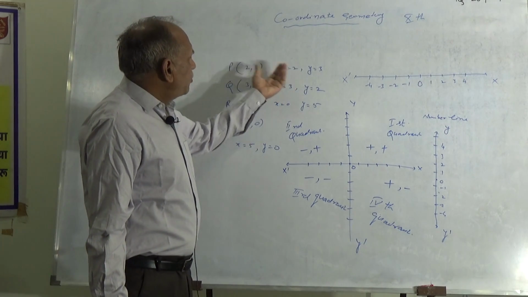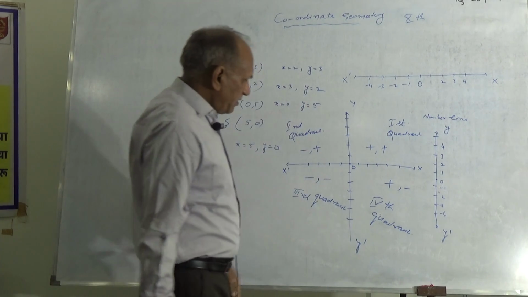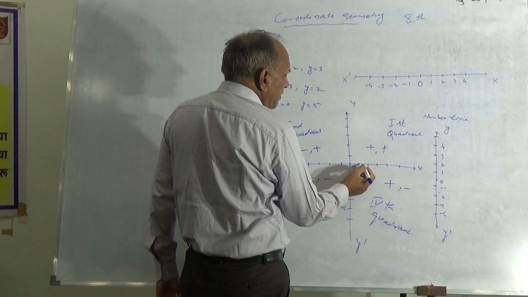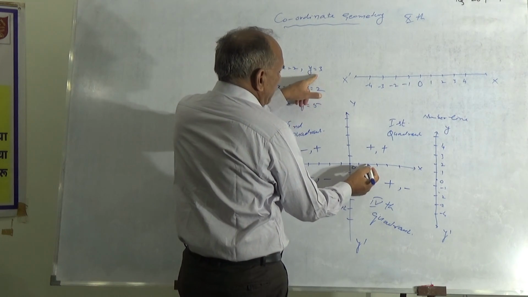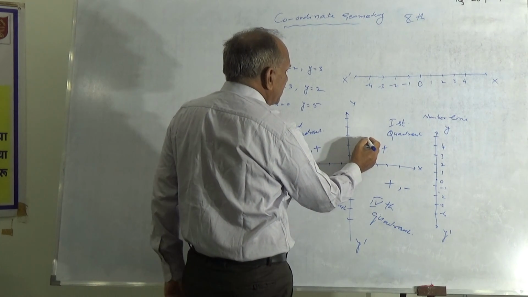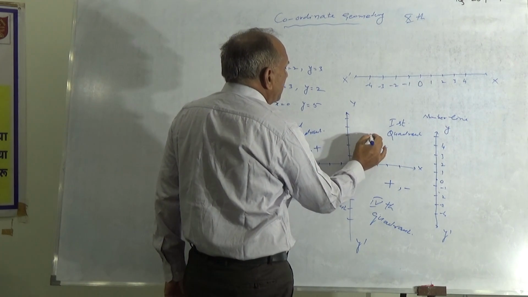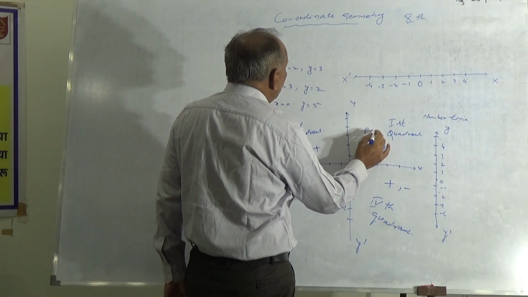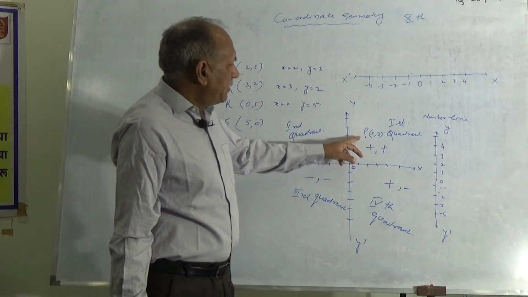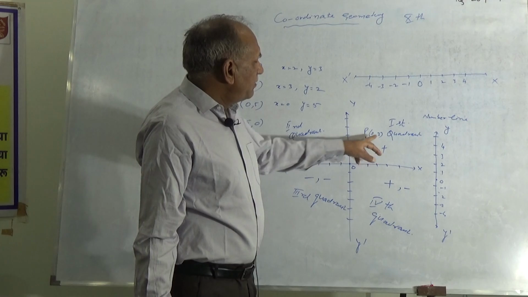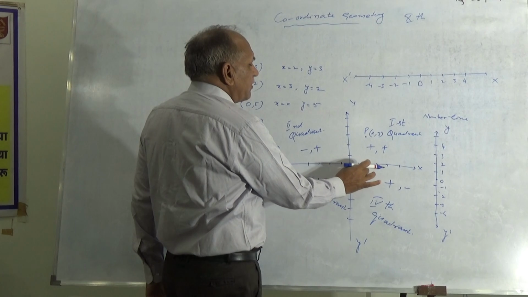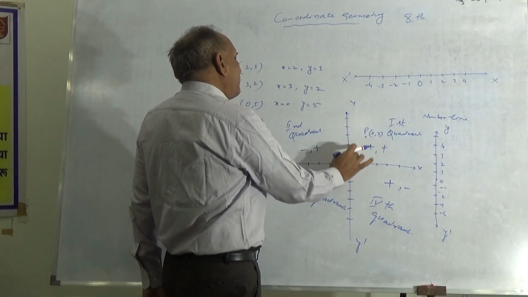Firstly, we locate the point P in the Cartesian plane. Here x is positive, therefore 1 and 2, y is 3, this is 1, 2 and 3. Therefore, the location of the point will be P (2, 3). That is, here the value of x is 2 and the value of y is 3.